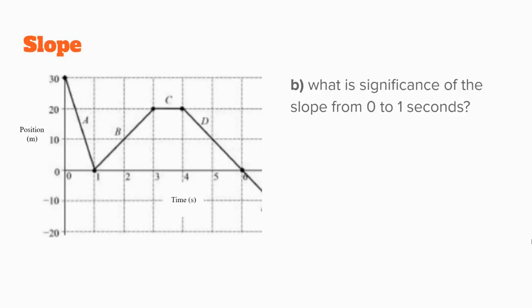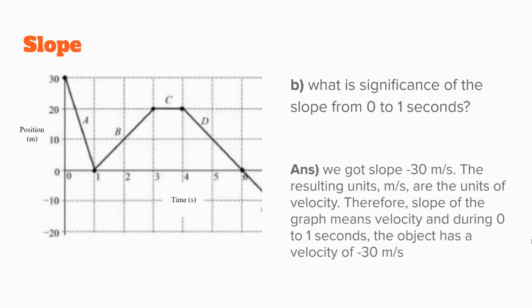So, question B. What is the significance of the slope from 0 to 1 second? Think about it for a second. If you need time, please stop this video for a second. And the answer is, from the previous slide, we got slope of minus 30 meters per second. The resulting units, meters per second, are the units of the velocity. Therefore, slope of the graph means velocity. And during 0 to 1 seconds, the object has a velocity of minus 30 meters per second.